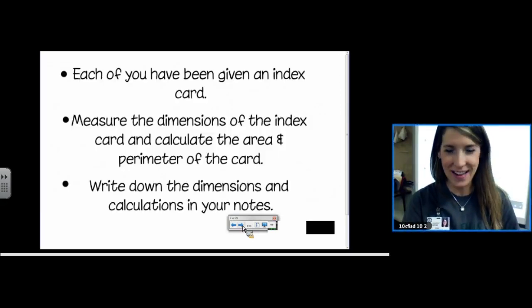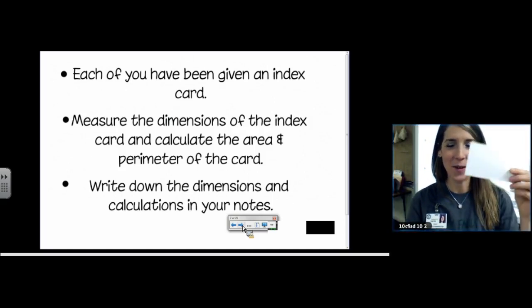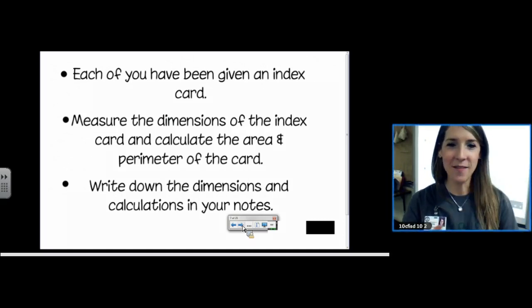Each of you should be given an index card. Stop making fun. Oh my gosh. Each of you have been given an index card.